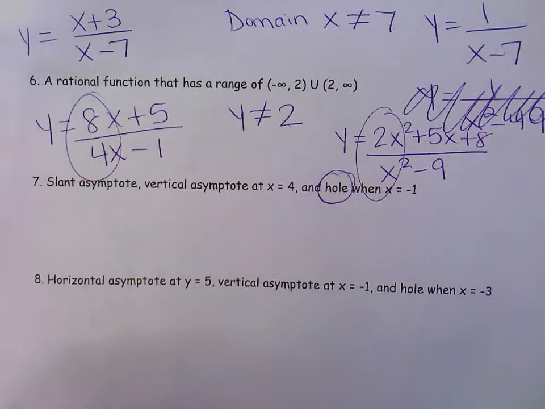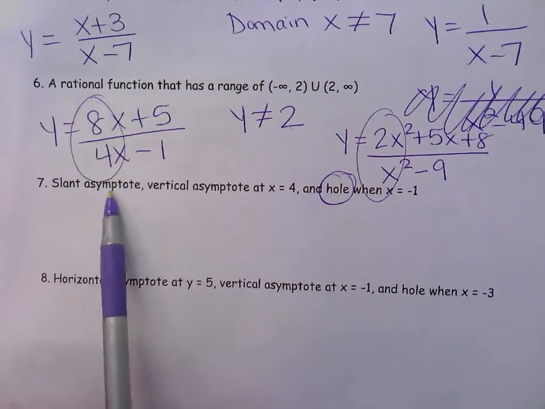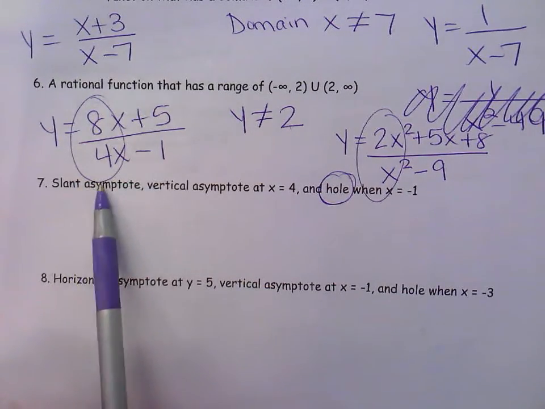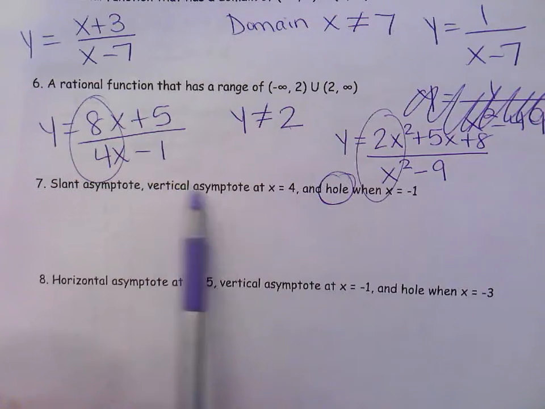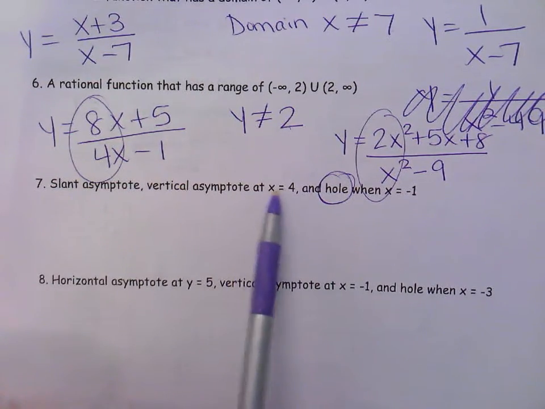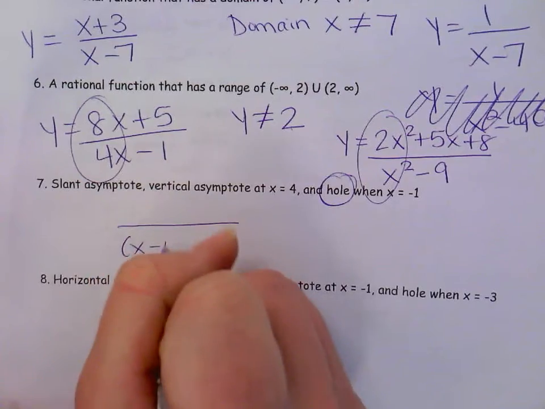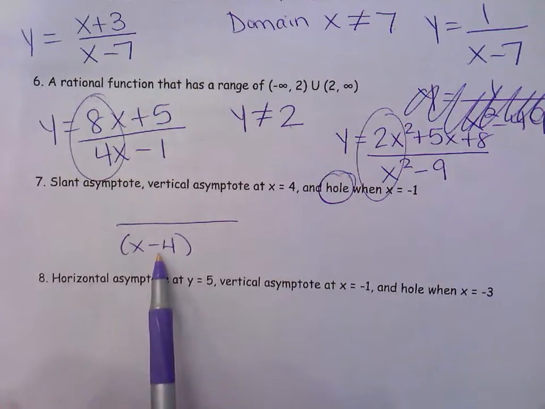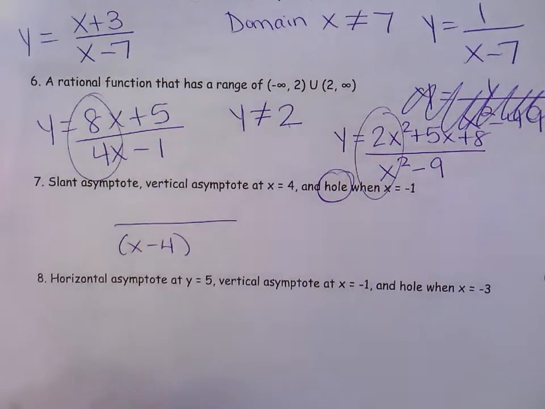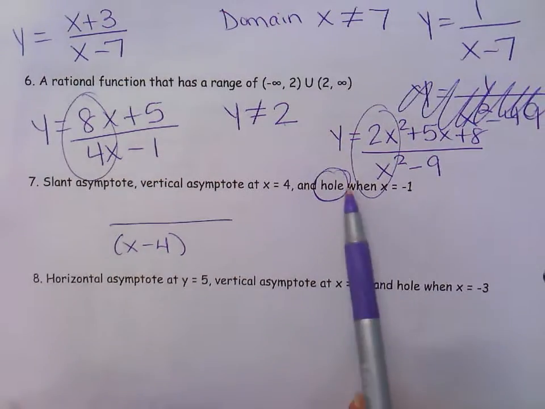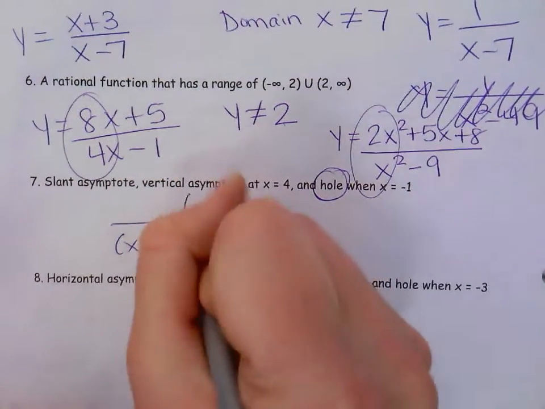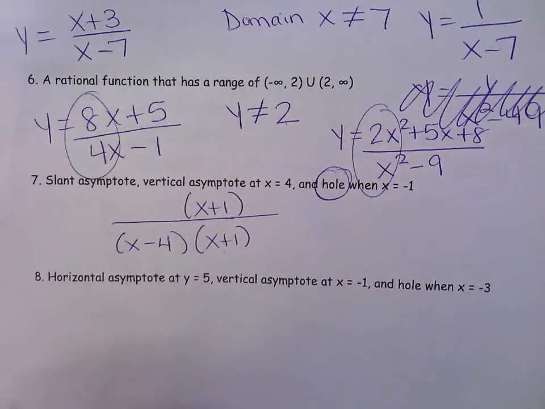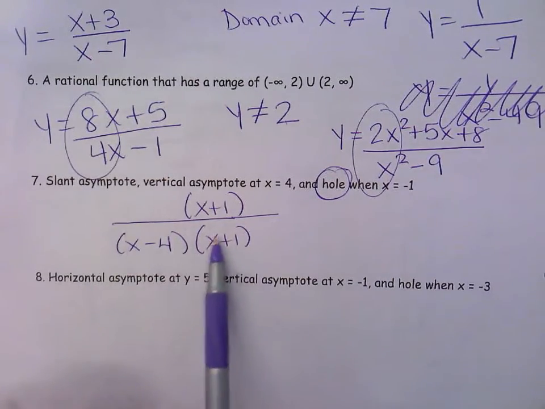So number 7, look ahead. A slant asymptote is just going to affect the power. The numerator needs to be a higher power so I can do division. A vertical asymptote, I can build that in the denominator. If it's at x equals 4, I want x minus 4 in my denominator, so that when I plug in 4, it's undefined. They want a hole. A hole is when you cancel a factor out. If the hole is at negative 1, I want x plus 1 as factors that are going to cancel with each other. So at negative 1, this would have been undefined.